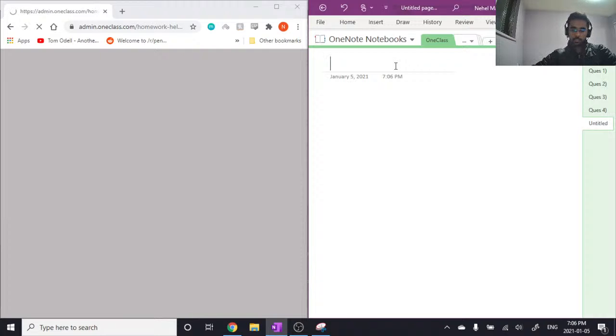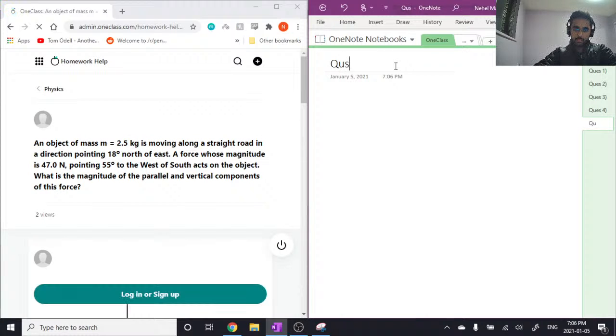Alright, next up, question number 5 for today's section. A mass of object 2.5 kg is moving along a straight road in direction pointing 18 degrees north of east. Force whose magnitude is 49 Newton pointing 55 degrees to the west of south acts on the object. What is the magnitude of the parallel and vertical components of this force?